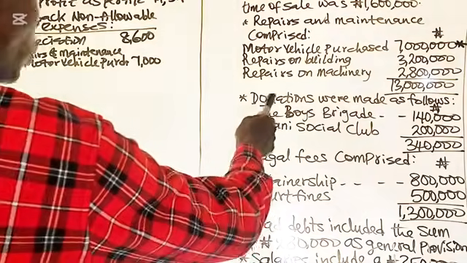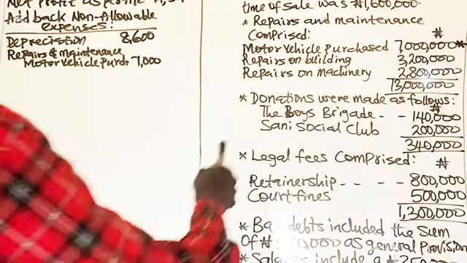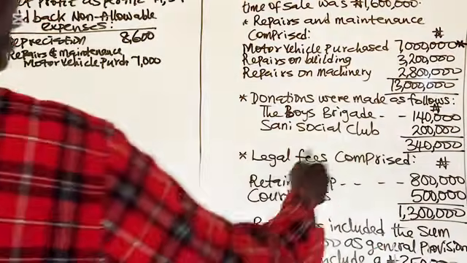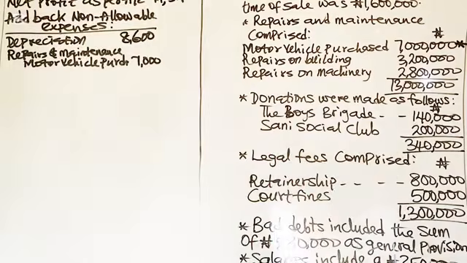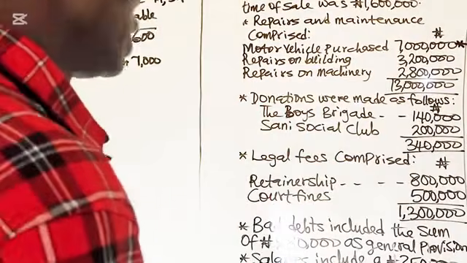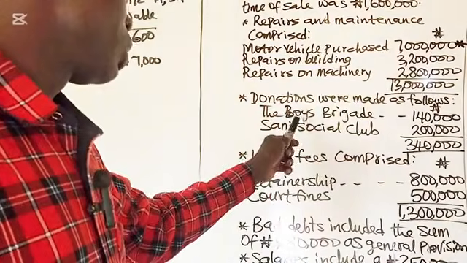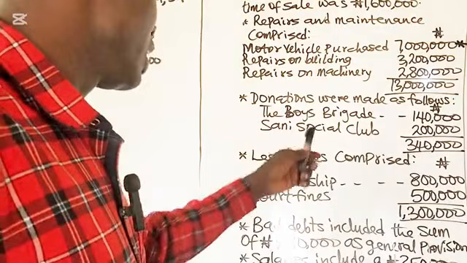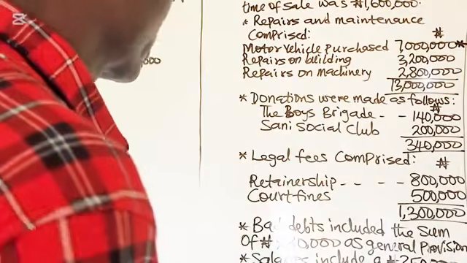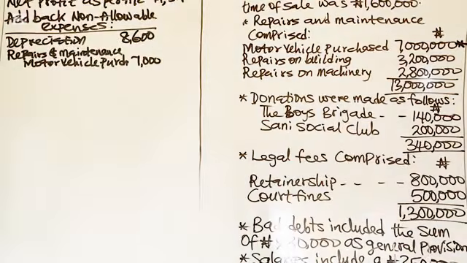The next note is donation. Donation was made as follows. The Boys Brigade, 140,000. This is one of the approved bodies to which donation can be made. So donation made to Boys Brigade is allowable. Then Sani Social Club is not allowable. It's not among the list of the approved bodies.